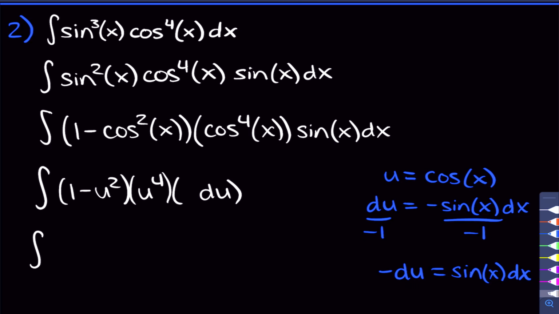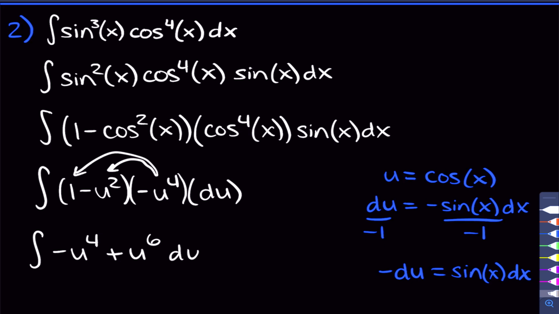So I'll transfer that negative right over here. Okay, now that helps you see a little bit better what you're about to do. That negative u to the fourth multiplies to the 1, giving us negative u to the fourth. And it will multiply to the negative u squared, giving us a positive u to the sixth. And so you can write that as negative u to the fourth plus u to the sixth du.